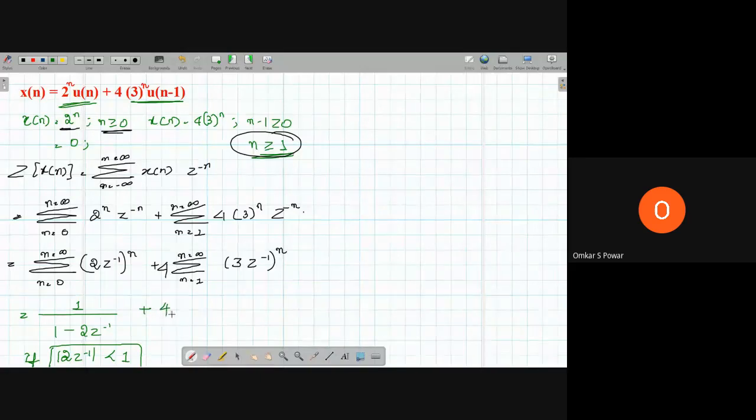Plus 4 into, so summation n varies from 1 to infinity a power of n is nothing but a divided by 1 minus a. So this is your mathematical formula. These things you have learnt in mathematics. So when your summation starts from 1 to infinity, a power of n is nothing but a divided by 1 minus a. What's the condition again? If mod 3 z to the power of minus 1 is less than 1. So if mod a is less than 1, again the condition remains the same. These two things will be helpful when plotting the ROC.